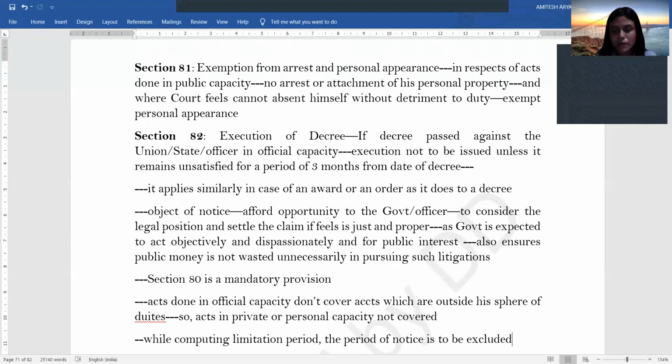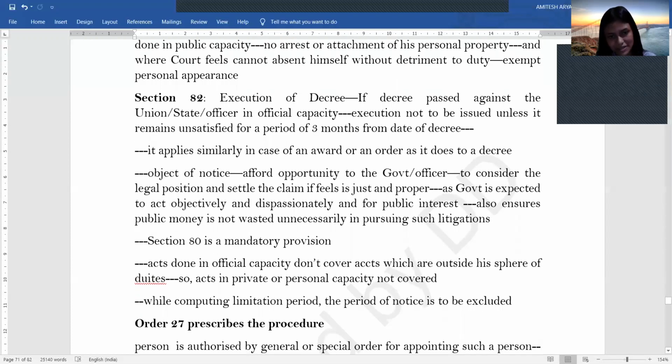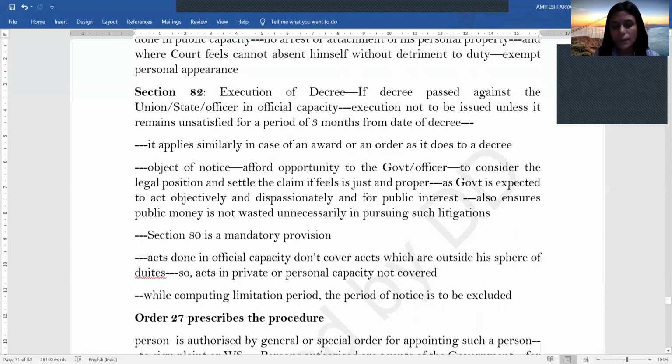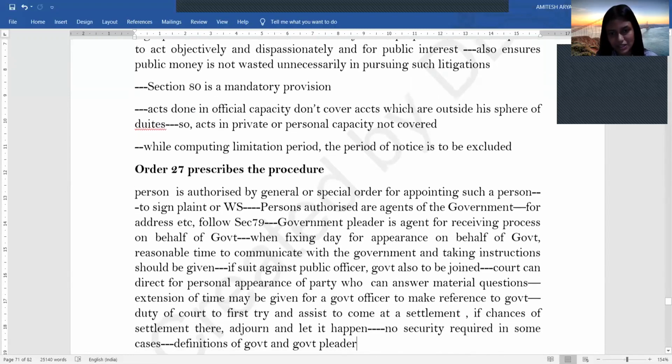Section 80 is a mandatory provision. However, whatever acts are done in official capacity will not cover those acts of an officer which he has done in his private or personal capacity. And when you are computing the period of limitation, the period of notice has to be excluded.